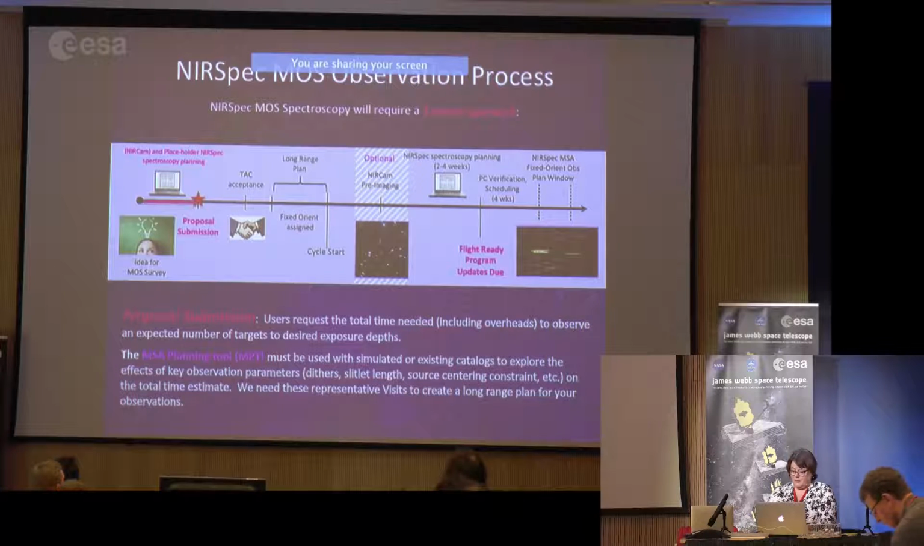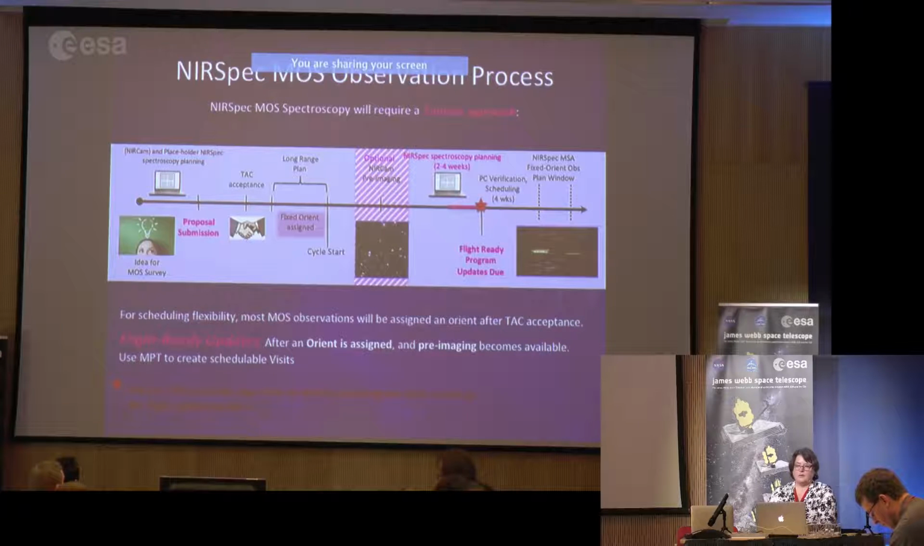The second time that we need to use the MSA planning tool is to prepare our final observations. Once we have those NIRCam observations, if you're getting them, and you have a fixed orient assigned to your program, then you have to do the final program development. So you'll be using the MPT in earnest at that point to develop actual programs, with pointings that are going to be executed on the telescope.